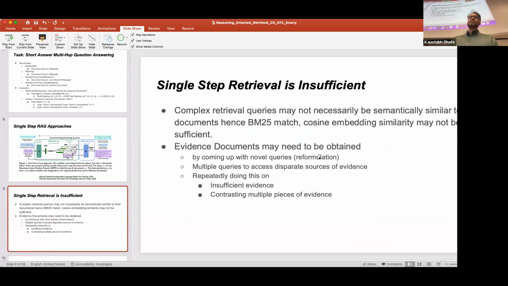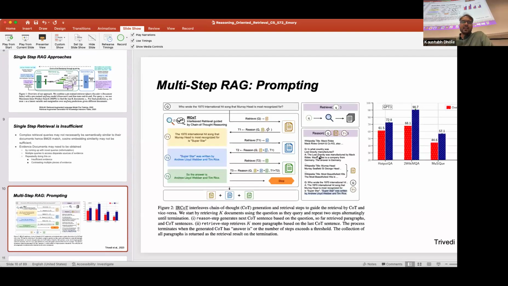Single-step retrieval is insufficient because we have complex retrieval queries which may not necessarily match from a simple similarity search or a simple BM25 match. It may happen that our evidence is spread out across multiple documents which are completely unrelated, and we might need to generate multiple queries, gather these documents across these different sources, and then assimilate them. So the whole point is to move to a more dynamic way of doing this kind of retrieval.